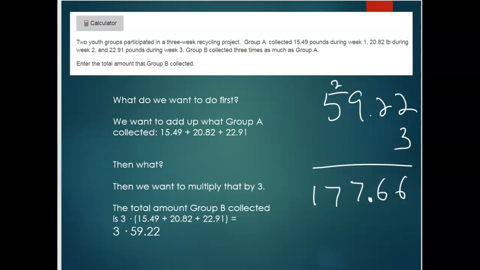So 2 steps. To summarize, we had to add up the different quantities for how much Group A collected and multiply that by 3 to get how much Group B collected, which was the question asked.